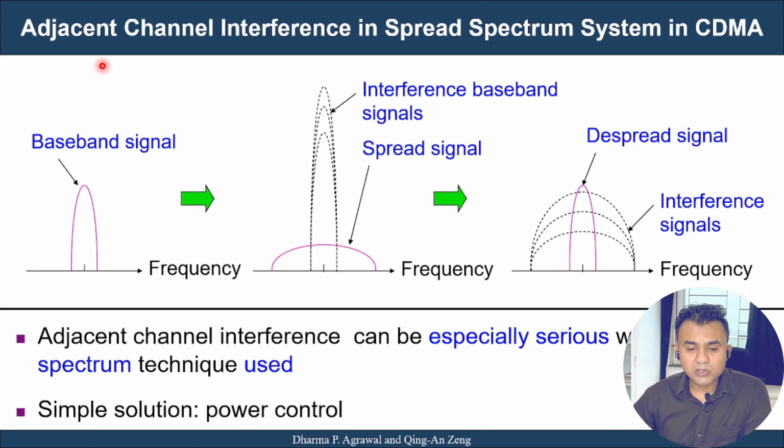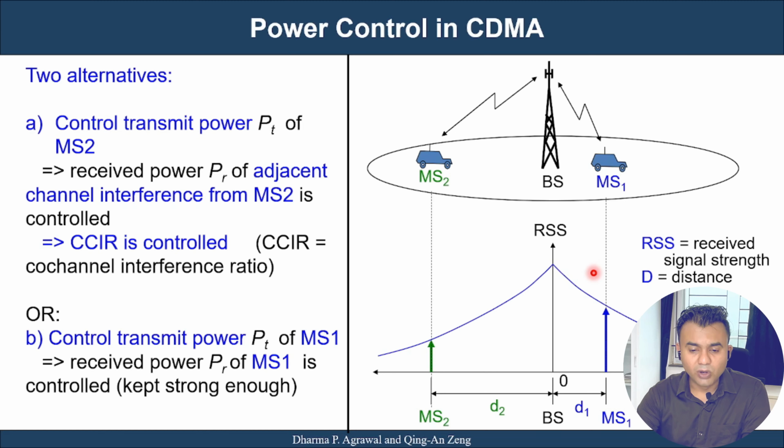You can see here also adjacent channel interference in a spread spectrum system in CDMA. When we have a baseband signal, adjacent channel interference can be especially serious in the spread spectrum technique, because when we despread, those adjacent channel interferences come and destroy or collide with the intended signal which I am trying to receive. So that's why this is very serious. Now the simple solution is power control. Let's say there are two alternatives.